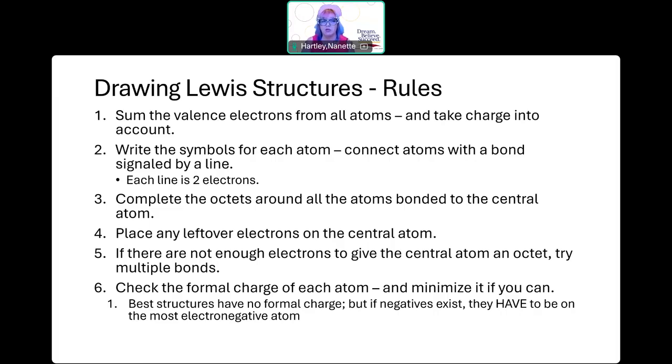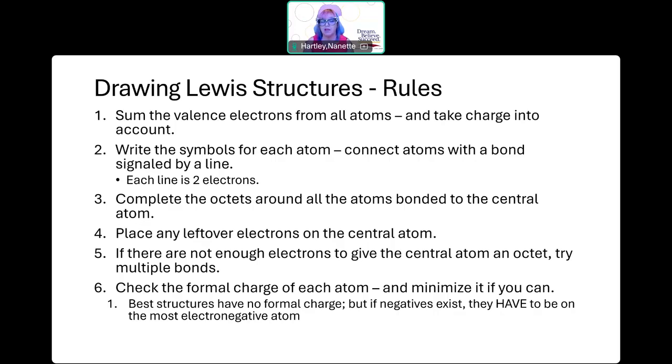The next thing I do is my exterior atoms. I need to fulfill their octets. So everybody has to have access to 8 electrons. We want that octet structure. So we fulfill the octets on the outside and then subtract all of the electrons that I used to make that happen.